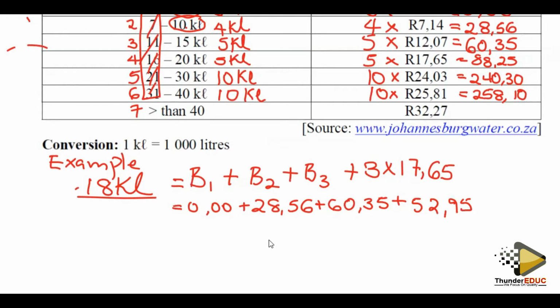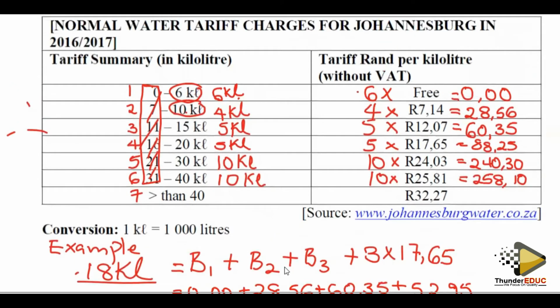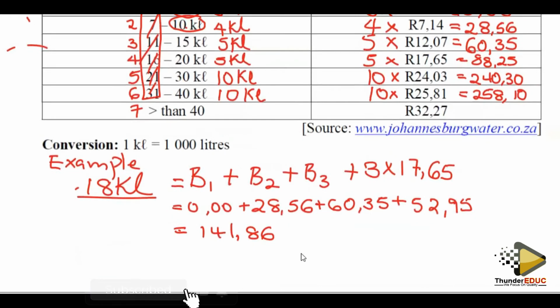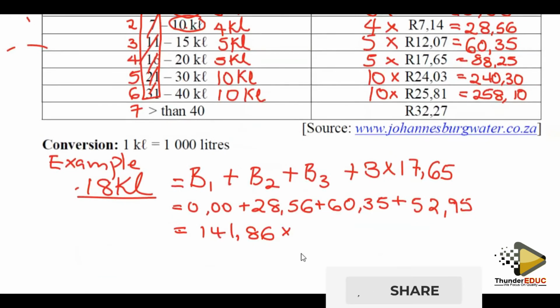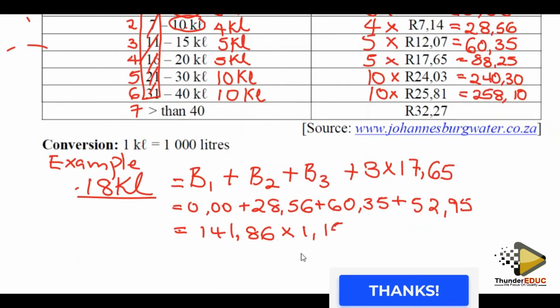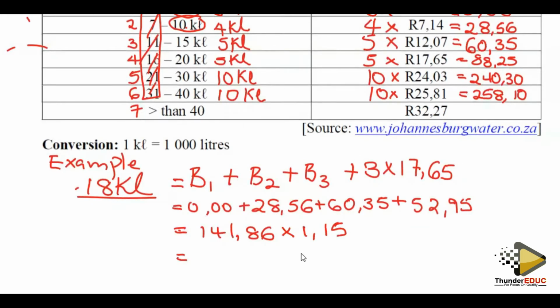Let's add everything up, which is coming to 28 rands 56 cents. So the person has ended up using 141 rands 86. But look at this properly. The amount that we're looking at down there doesn't have VAT. So he has used it without VAT. So you have to include VAT also. Let's come here and include VAT. So how much will he pay?